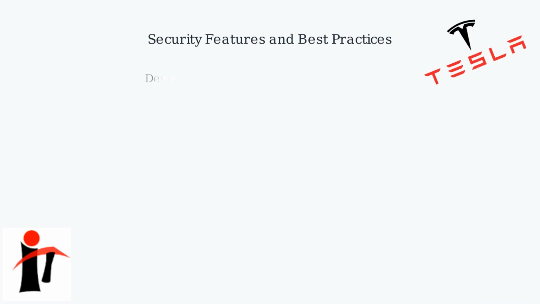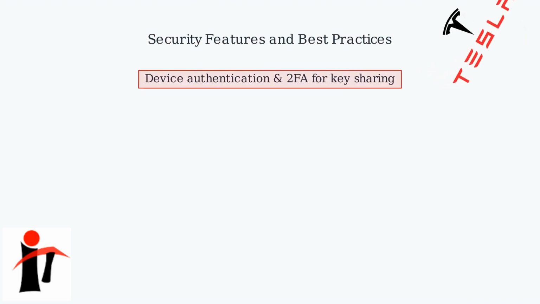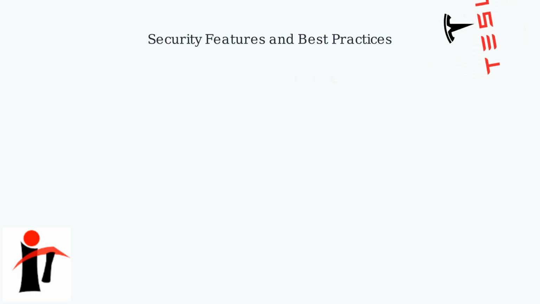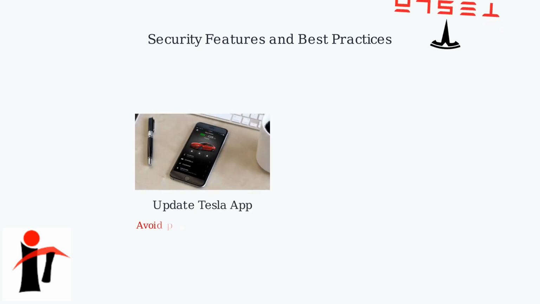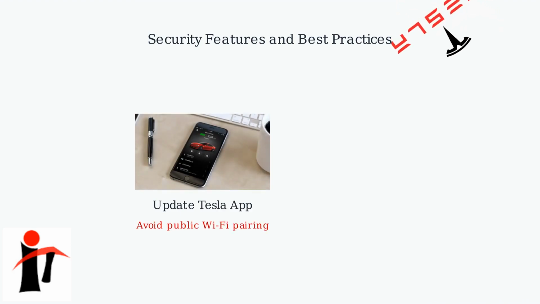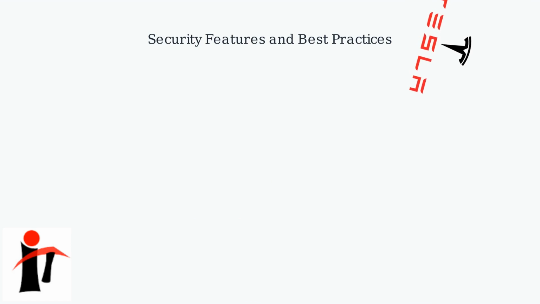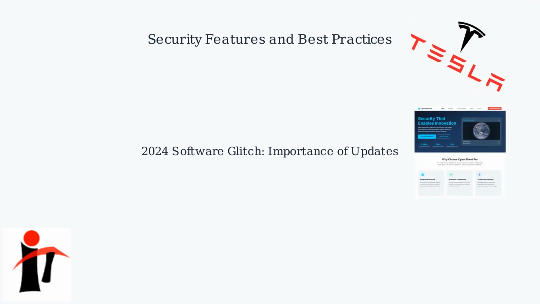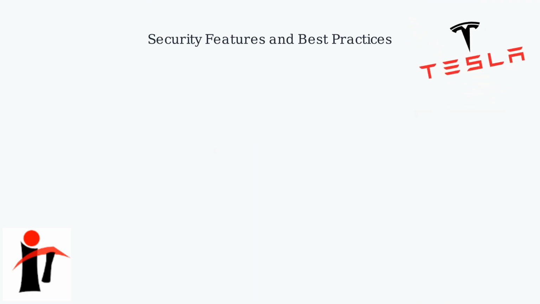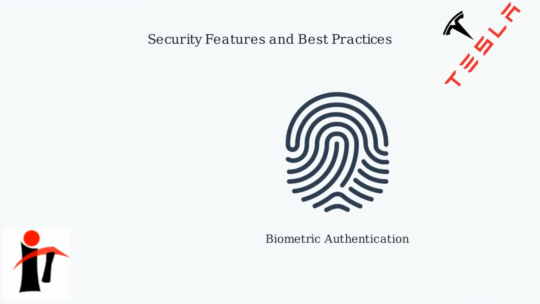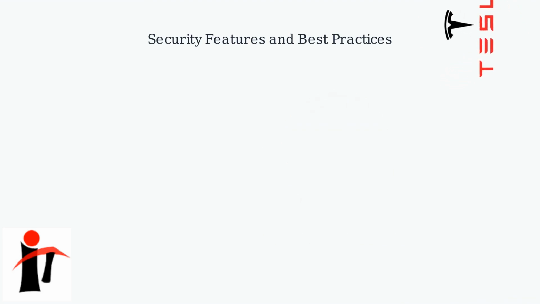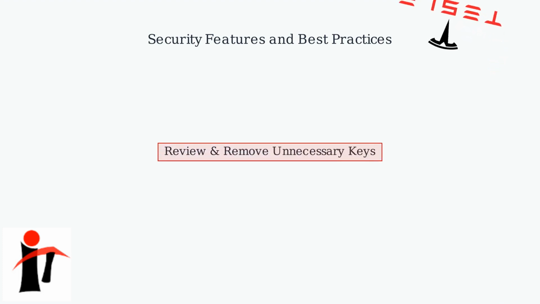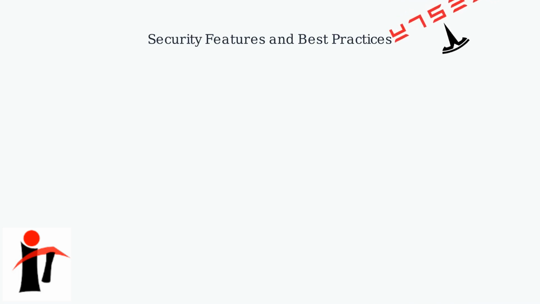Tesla's key system employs robust security measures. It includes device authentication and two-factor verification for key sharing. For optimal security, always update your Tesla app to the latest version and avoid pairing your phone on public Wi-Fi networks. In 2024, a software glitch highlighted the importance of rapid updates. Consider adding biometric authentication, fingerprint, or facial recognition for an extra layer of security. Regularly review and remove any unnecessary keys from your account.